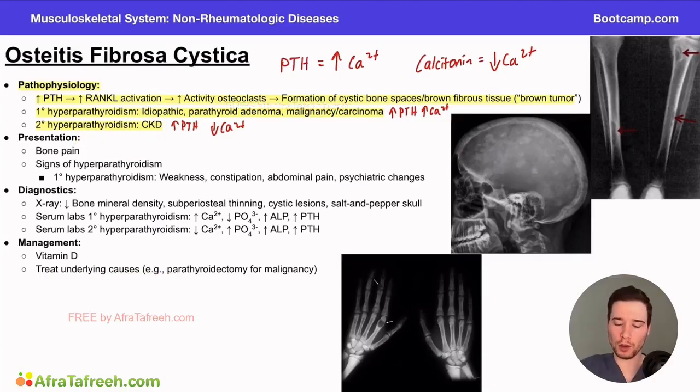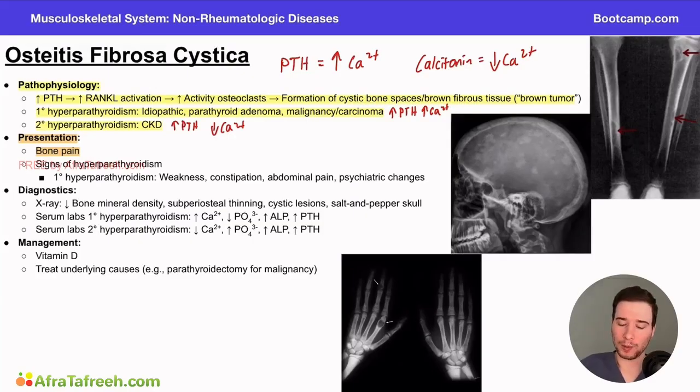Now, if we move on to our presentation here, this is going to classically present with bone pain as well as other signs of hyperparathyroidism. These include things like weakness, constipation, abdominal pain, and psychiatric changes. And bone pain should make sense to us, right? Because if we have stimulation of the osteoclast and we're actually destroying some of these bones, or we're eating them up or consuming them, it makes sense that patients could have bone pain in those areas. They can be predisposed to fractures and other things that can cause problems as well.